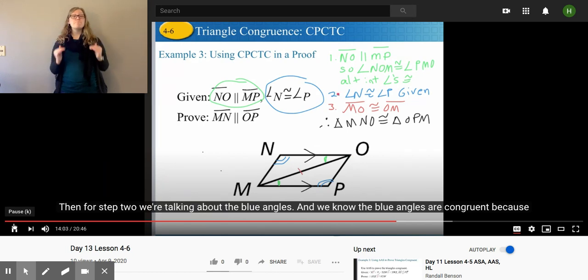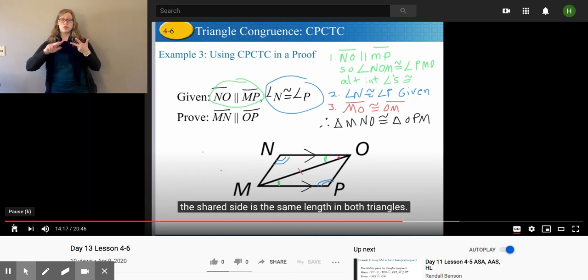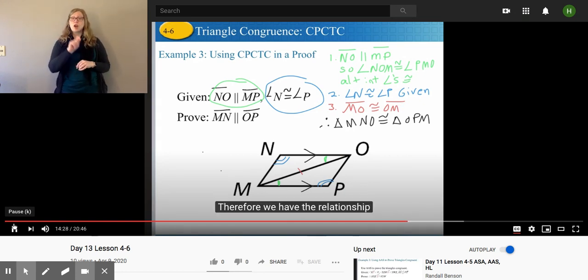Then for step 2, we're talking about the blue angles, and we know the blue angles are congruent because they told us that. So these angles are congruent. Then the third step was saying that this shared side is the same length in both triangles, so MO is congruent to OM. These two lengths are the same because it's the same line segment. Therefore, we have the relationship that angle, angle, side proves that these two triangles are congruent.